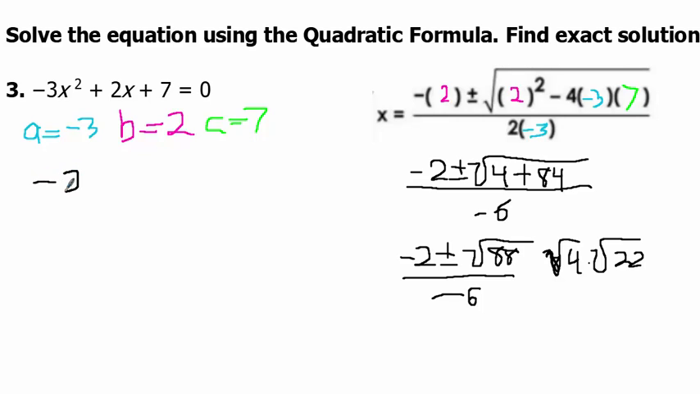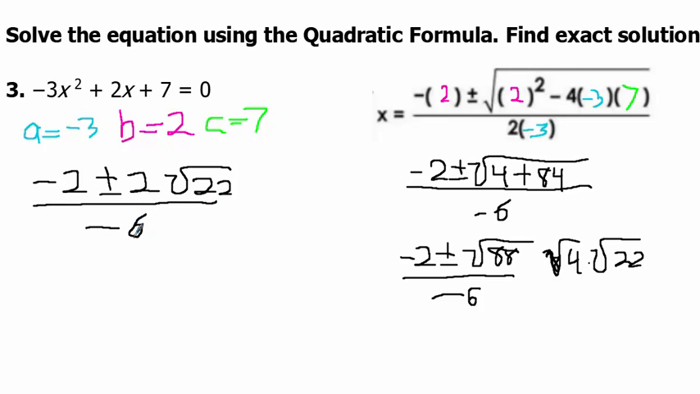So when I come over here, I get 2 times the square root of 22, and it's over negative 6. Now this negative 6 has to go into all of the terms on top. And so I'm going to clean both of these up. I could write it as 2 separate terms with the denominator being negative 6.